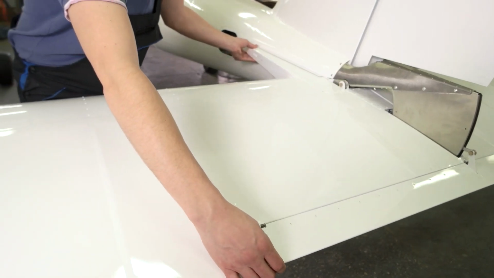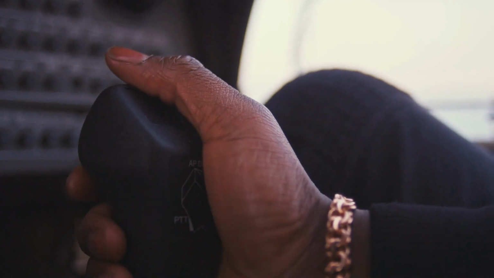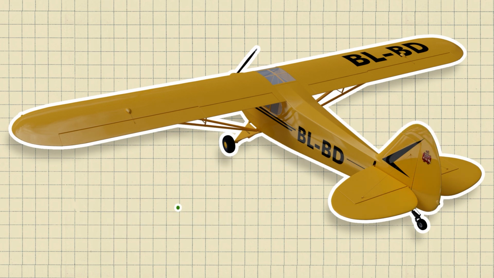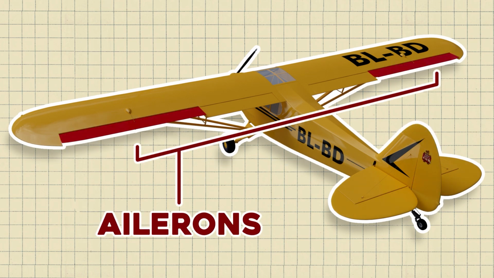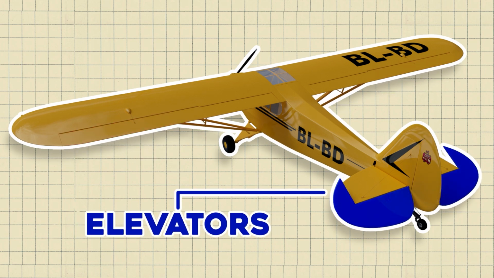The pilots move these control surfaces using either a yoke or a side stick, which can be thought of like an airplane steering wheel. Rudder pedals, of course, control the rudder, which pulls the nose of the plane left or right. The ailerons allow the plane to spin around its nose. And the elevators move the nose up and down.